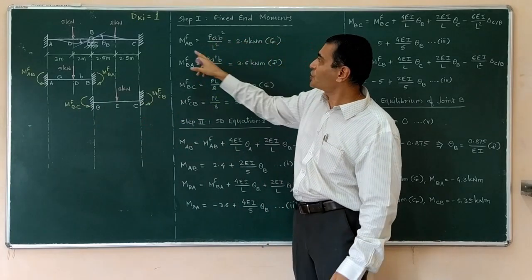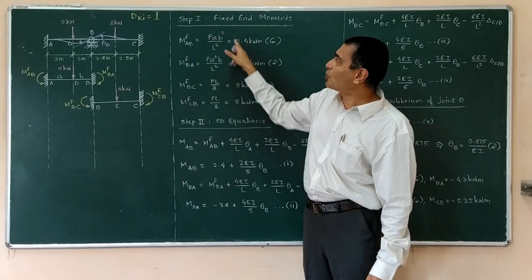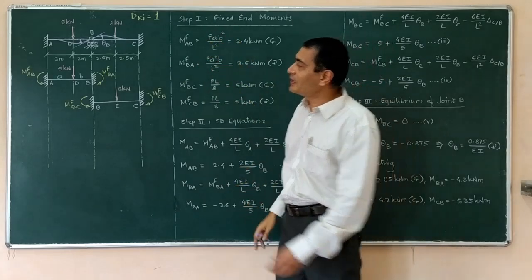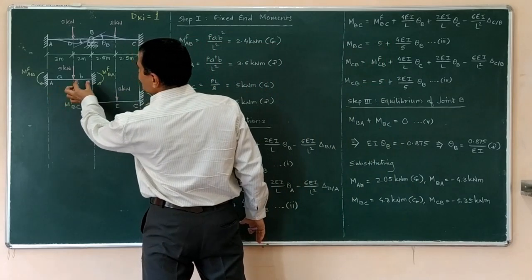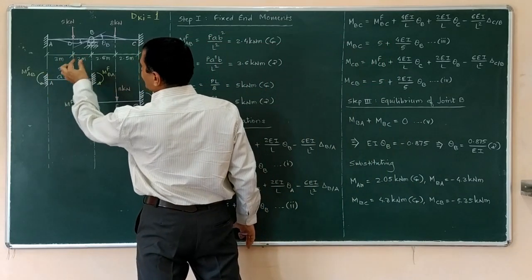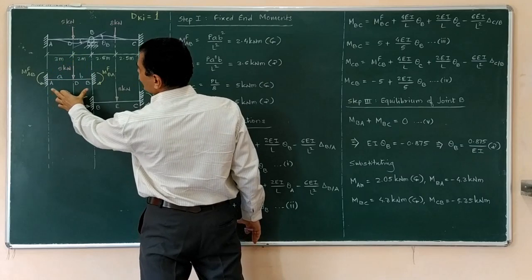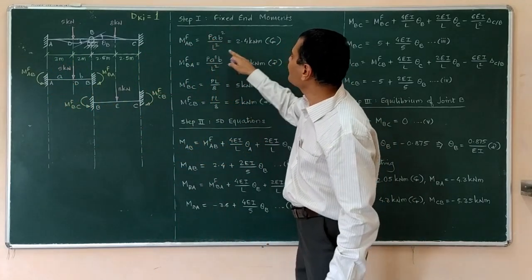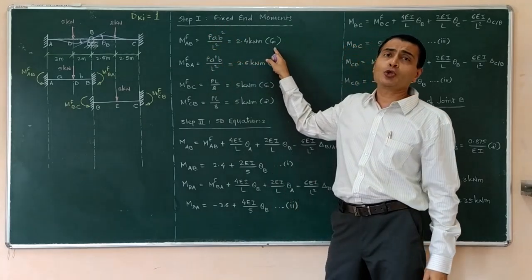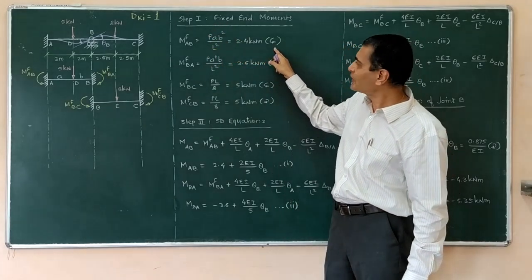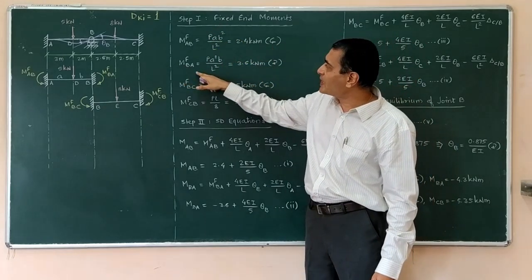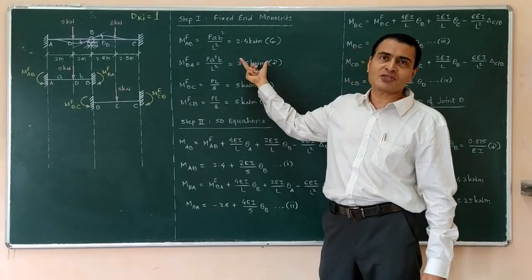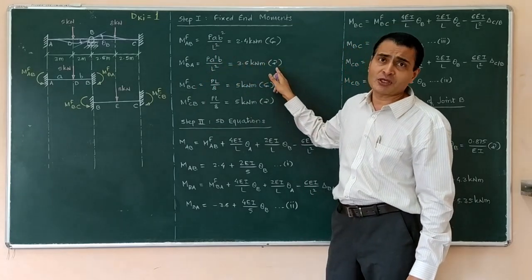So these are the calculations. M_FAB, the standard expression is P a b squared upon L square. a is the left side distance, b is the right side distance, 3 meters, 2 meters. P is 5 kilonewtons and L is the total span, which is 5 meters. On substitution, I am getting 2.4 kilonewton meter anticlockwise. Next, I am writing M_FBA, which will be P a squared b upon L square. That will be 3.6 kilonewton meters clockwise.